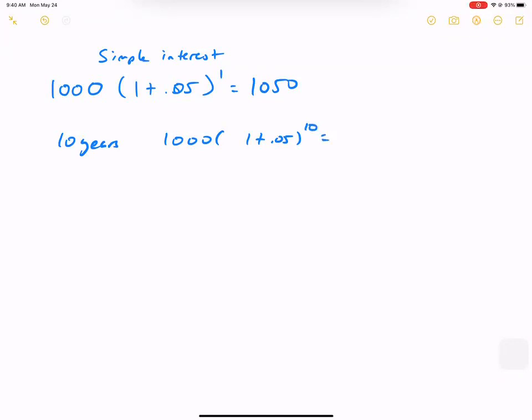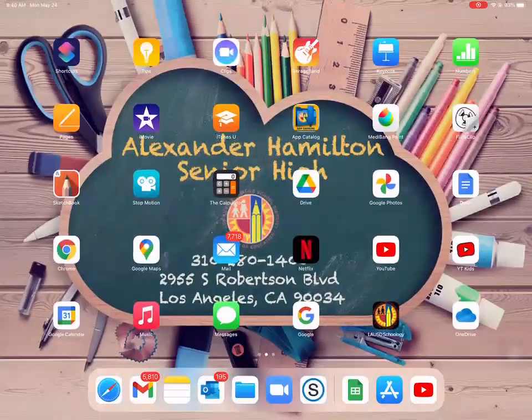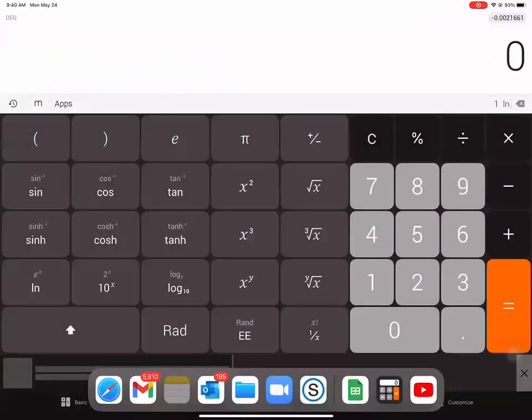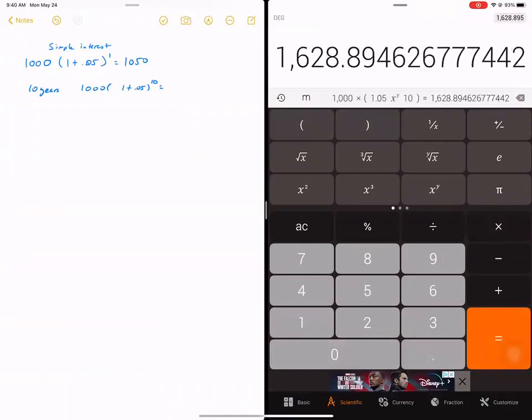We have this. We're going to go ahead and type this in a calculator. Let's go ahead and pull up my calculator here. 1,000 times parentheses 1.05 exponent to the 10, close it, and then equals, and we end up with $1,628, which isn't bad, right? 10 years, you multiply by almost 1.5, right?